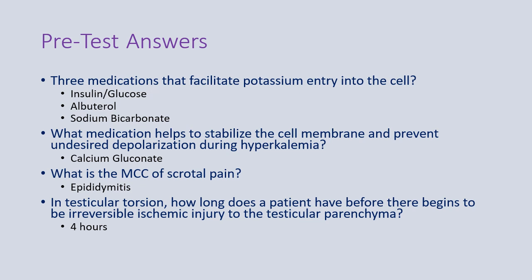Alright, for number 2, what medication helps to stabilize the cell membrane and prevent undesired depolarization during hyperkalemia? That medication is going to be calcium gluconate. And remember, the one that you're trying to avoid is VFib. So calcium gluconate stabilizes the membrane, prevents fatal dysrhythmias, notably VFib.